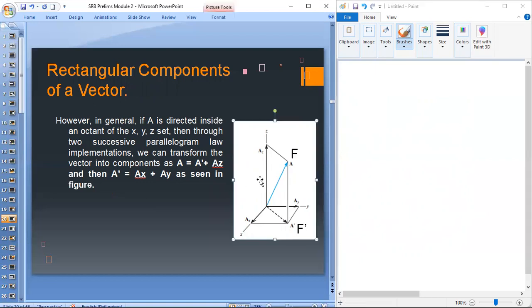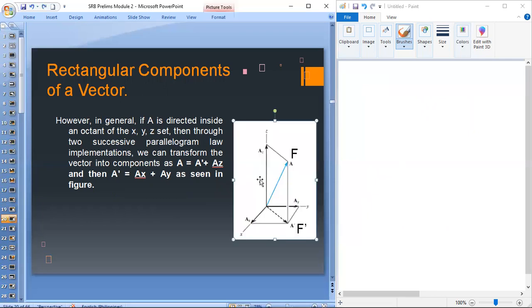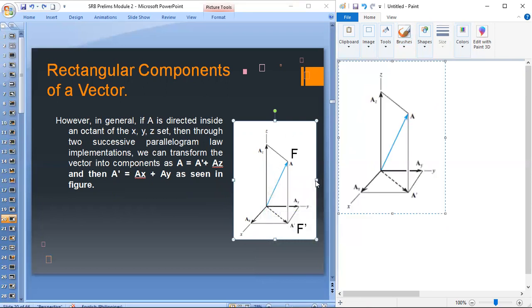So, copy natin itong picture, and then paste natin dito. So, sabi dito, your vector A is equals to your A prime plus AZ.